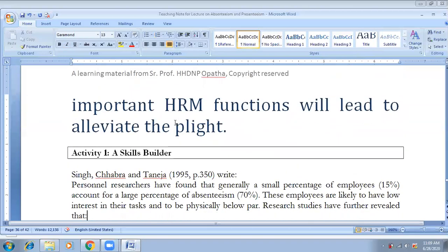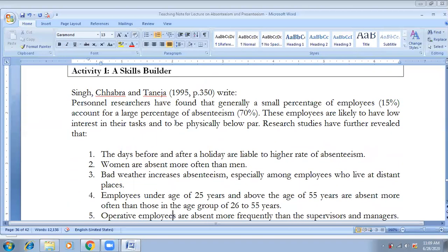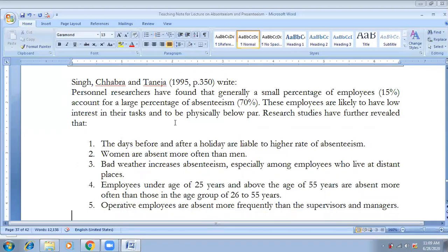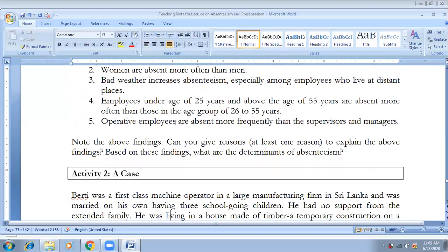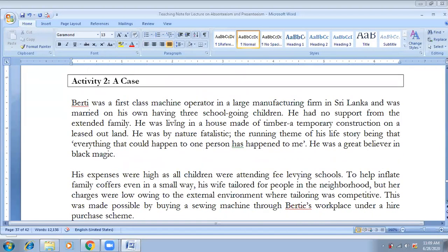All right. Then activity one. In activity one, research studies, you can see some findings of research studies done many years ago. But anyway, by reading, you can understand. So I will save time. Okay, then activity two, you can see a Bertie. Okay, read that one, the Bertie. Within a very short time, we will do that. You can read it.